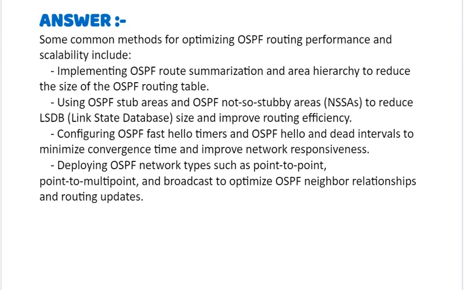Your answer should be: some common methods for optimizing OSPF routing performance and scalability include: first point, implementing OSPF route summarization and area hierarchy to reduce the size of the OSPF routing table. Next point is using OSPF stub areas and OSPF not so stubby areas (NSSAs) to reduce LSDB (link state database) size and improve routing efficiency.